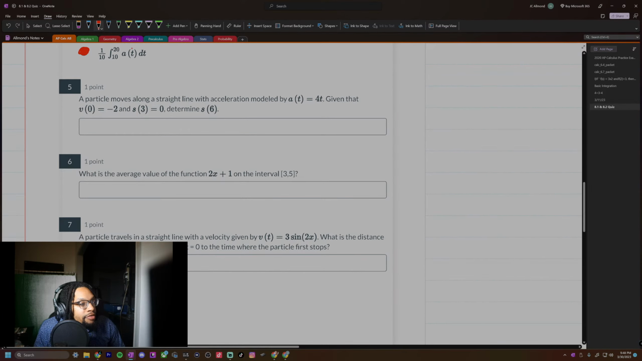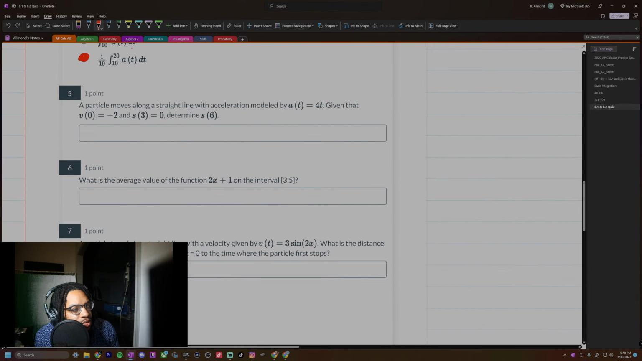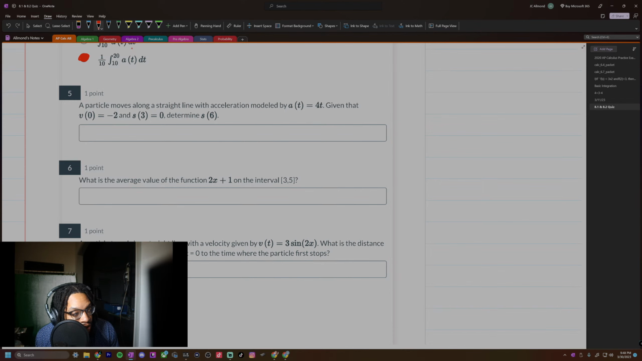All right, number 5, another particle motion question. This one shouldn't be that bad. A particle moves along a straight line with the acceleration given by A of t equals 4t. We kind of already did one like this a little bit. So it gives you that the velocity is -2 whenever time is 0. And then it gives you that my position is 0 whenever time is 3. And then it just asks me to determine S of 6.